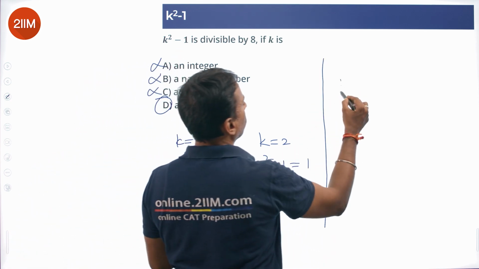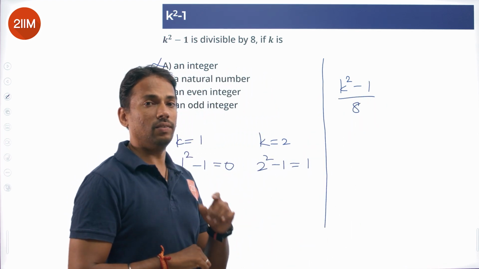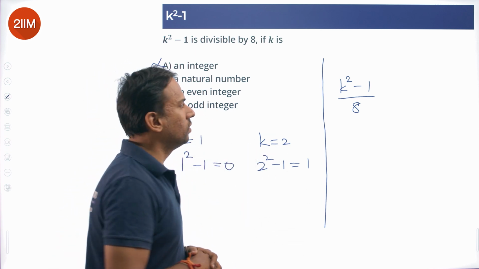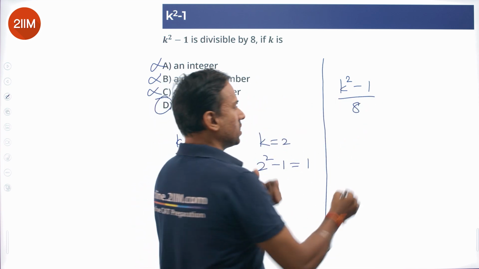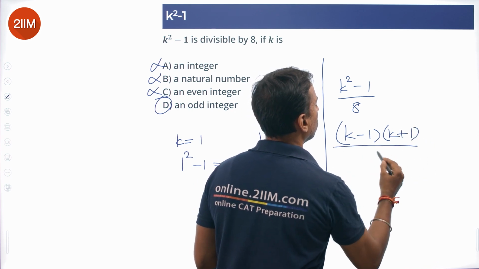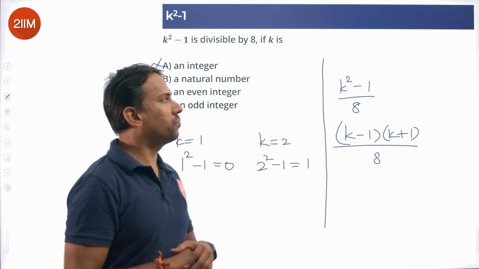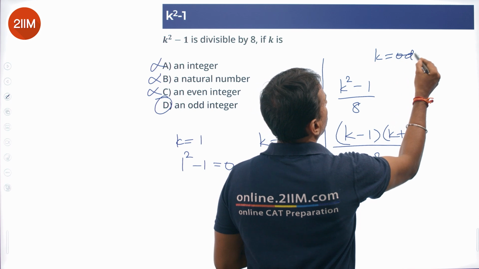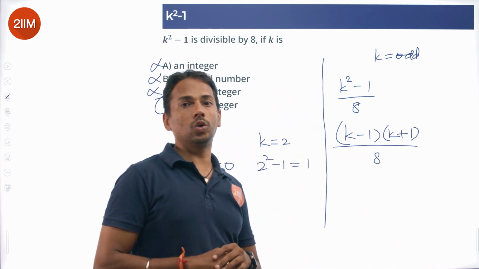What expression we have? k square minus 1. We'll have to check whether it is divisible by 8 when k is an odd number. We'll try to verify that. Fine. Now this is k square minus 1. We can factorize it: k minus 1 into k plus 1, by 8. Now we have one beautiful idea. If k is an odd integer, for us k is odd, that means we can tell something. k minus 1 and k plus 1, they both should be even.